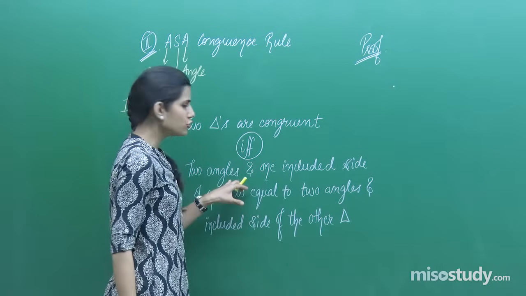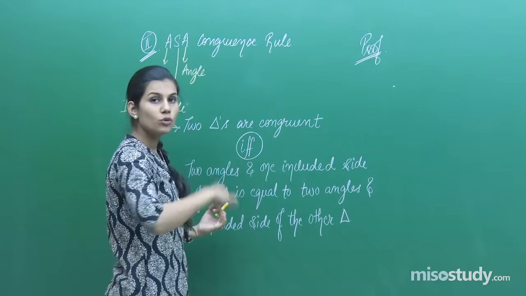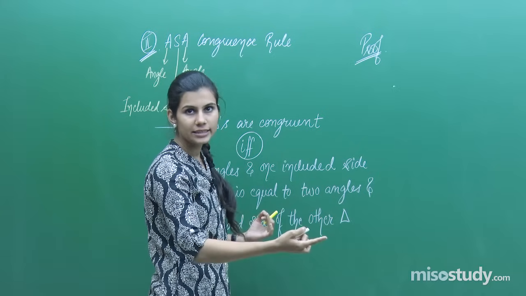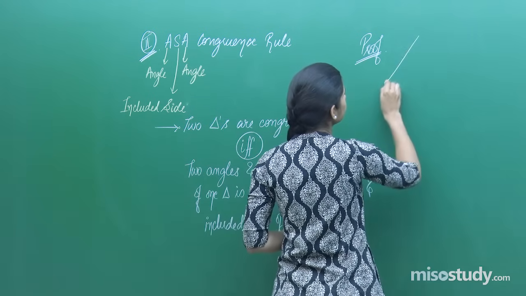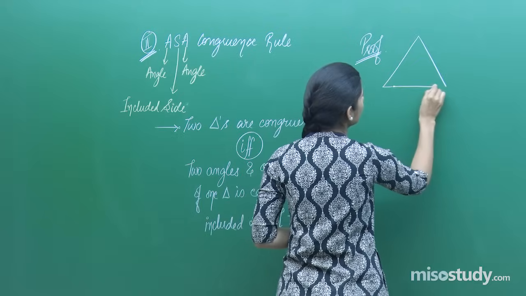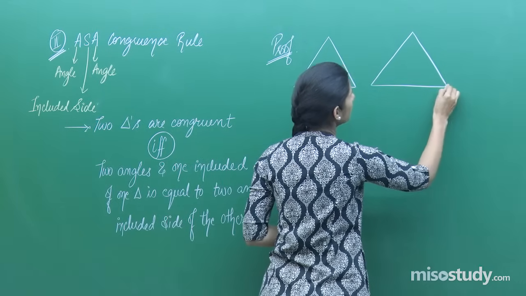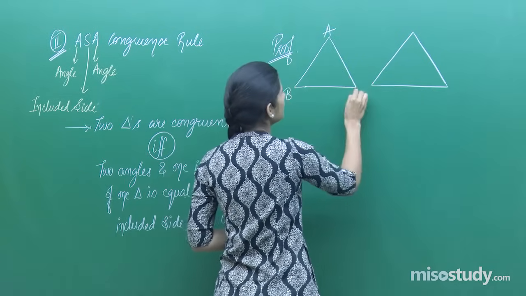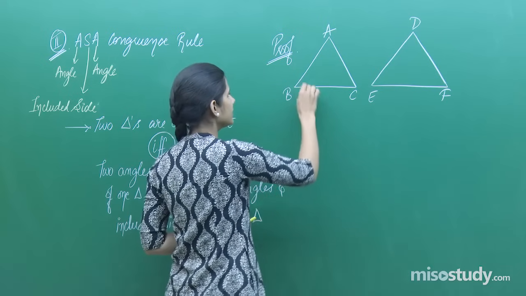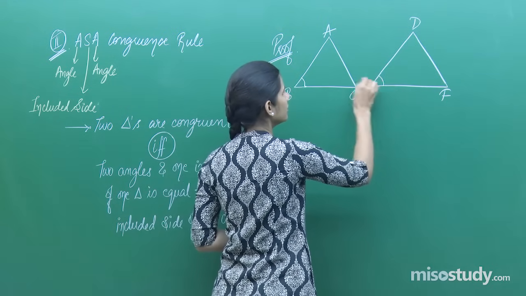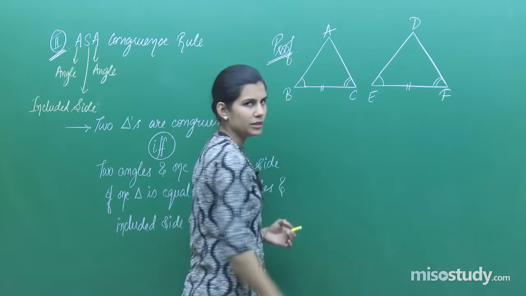Fine. I have to show that if two angles in one triangle and the included side are equal to two angles in the other triangle and the included side, then both the triangles will have to be congruent. So let's consider two triangles which we are interested in proving to be congruent. Say this is A, B, C, D, E, F. Suppose this angle is equal to this angle, is equal to this angle, and these included sides are equal.